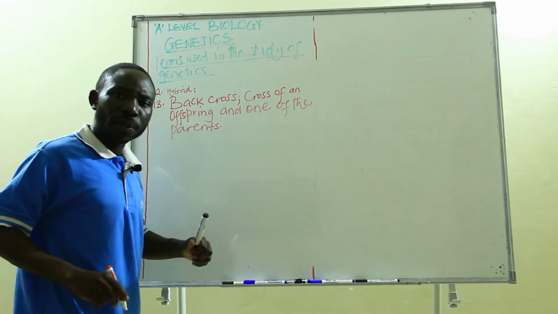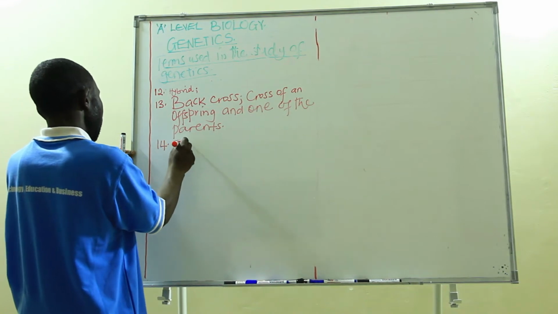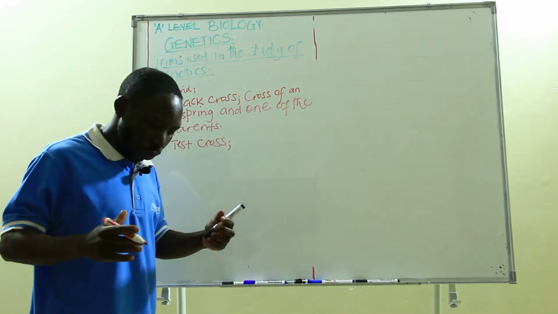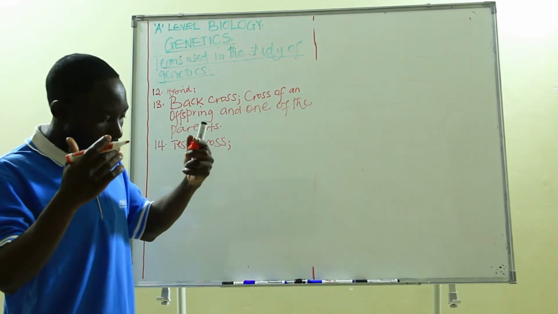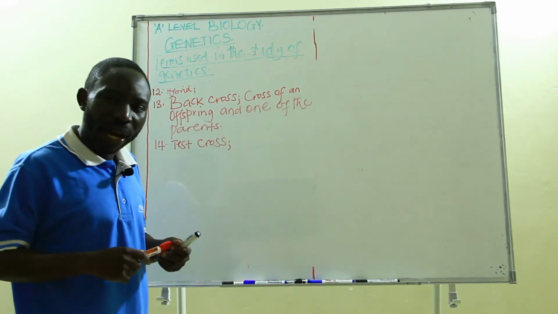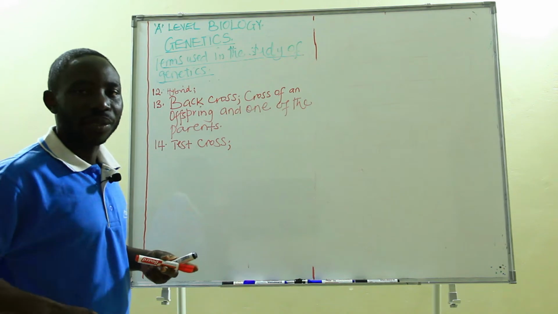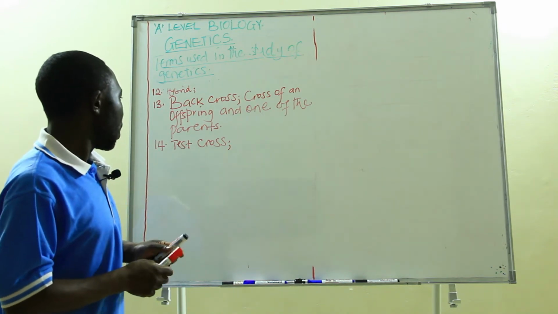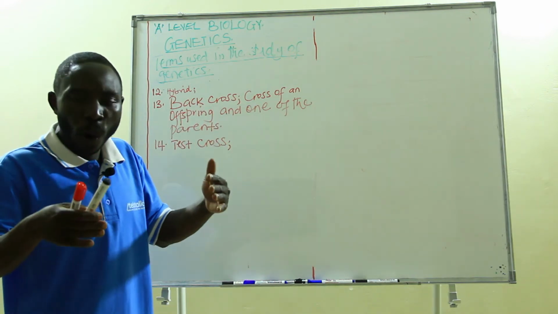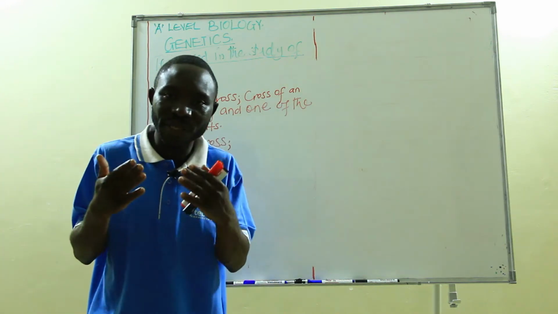The other terminology, briefly, is what we call test cross. That is 4. Test cross. A test cross is a cross between an organism possessing a dominant character with a homozygous recessive organism to determine if the organism possessing a dominant character is homozygous or heterozygous. I need you to understand very well the meaning of a test cross.